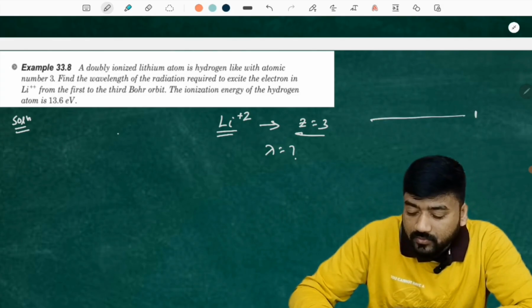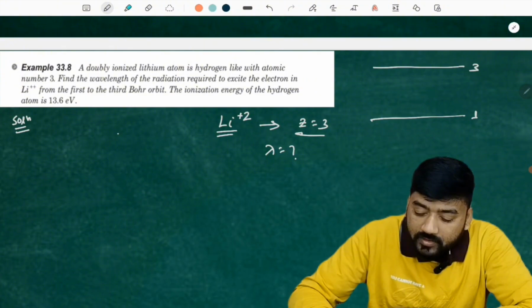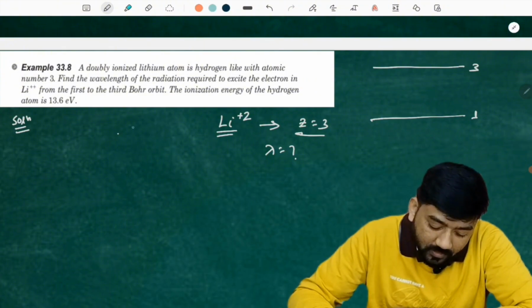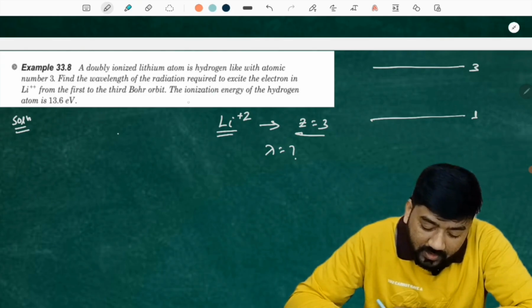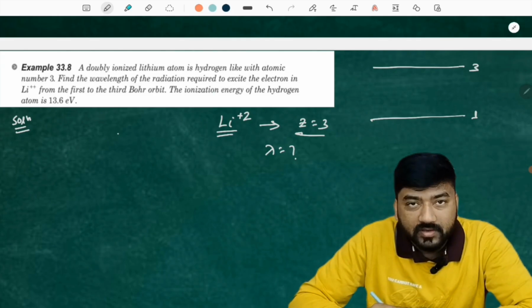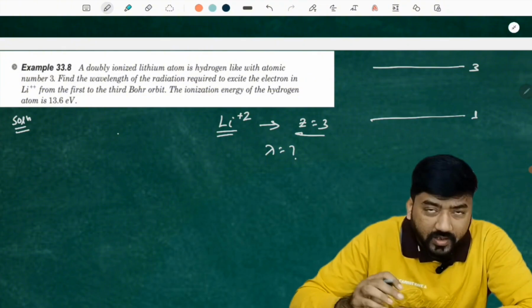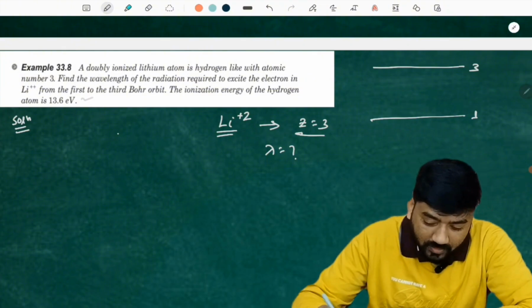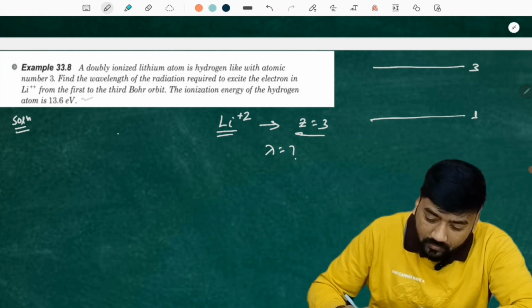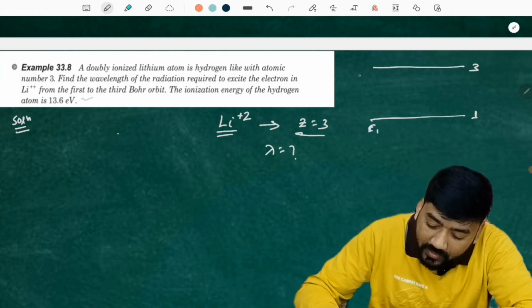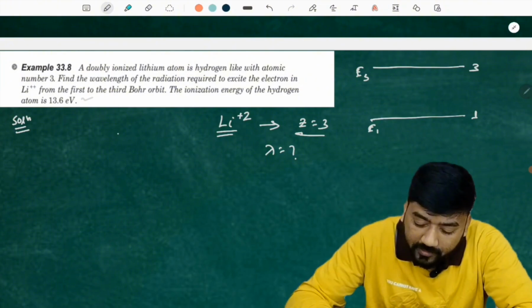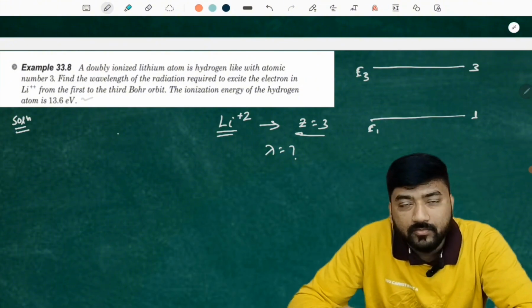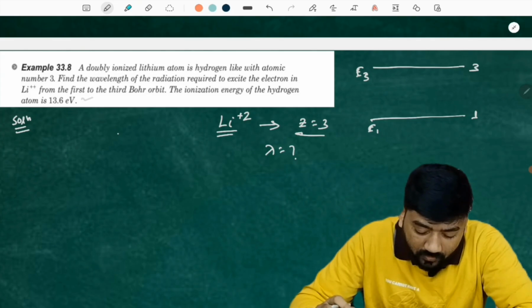So if this is the first Bohr orbit and this is the third Bohr orbit, then you have to find the wavelength of the radiation required to excite the electron from this to this. The ionization energy of the hydrogen atom is given, 13.6 electron volt. That means this energy expression we can write in terms of 13.6 electron volt. Now what is the energy difference if this is E1 and this is E3? So we have to find E1 minus E3, then we will get the energy difference and from there we can find out the wavelength.